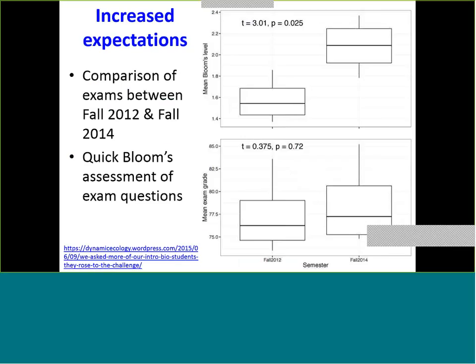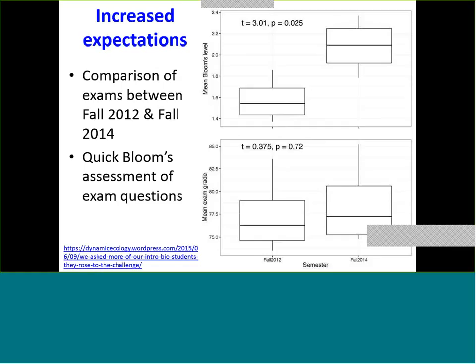So in fall 2012, totally lecture-based, really content-heavy, no support, no learning objectives, maybe a few clicker questions here and there. Fall 2014, total redesign: learning guides, lecture units, quizzes, everything. Our mean Bloom's level of questions that we were asking on the exams went from like a 1.5 to like a 2 or 2.5. So not awesome, because you still have to have some basic recall questions on there, but we're definitely significantly different in terms of the level of questions we were asking.